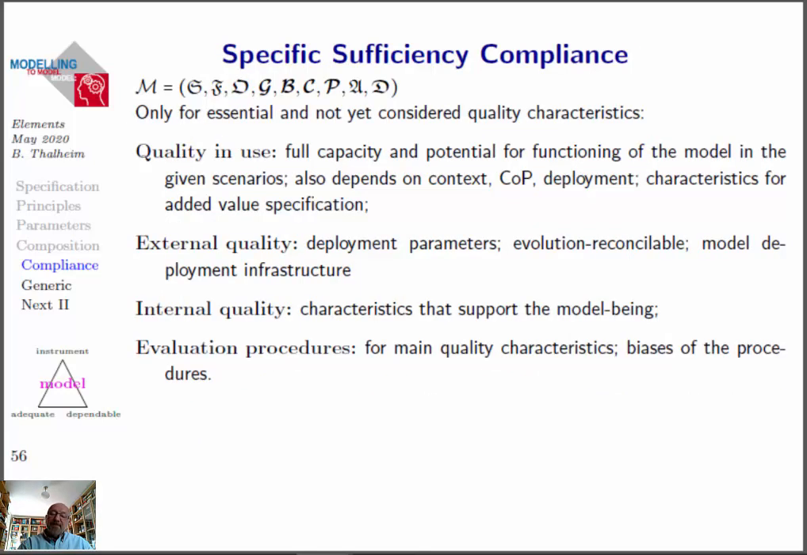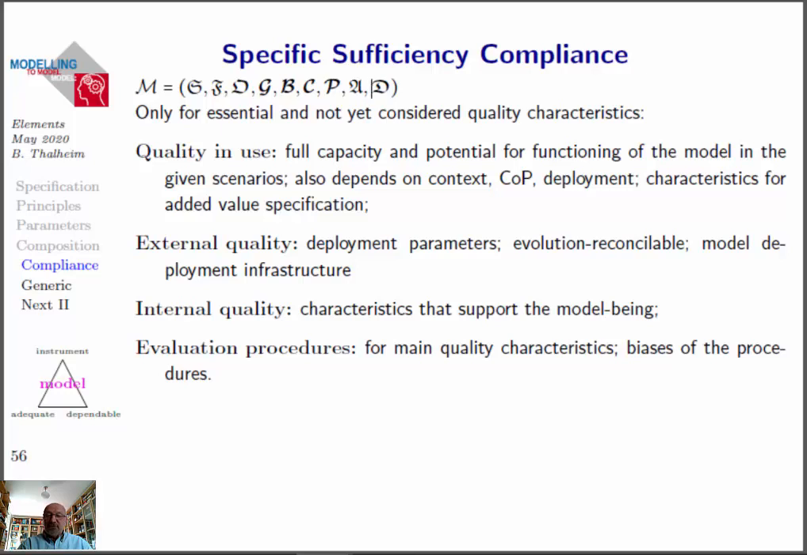Okay, then we can now go for sufficiency. Sufficiency compliance is of course based on the same criteria and parameters in our model, as we have here. It's a little bit larger list than for adequacy. And of course in this case we can say now, okay, fine, we go for our dependability. We are using now only essential and not yet considered quality characteristics.